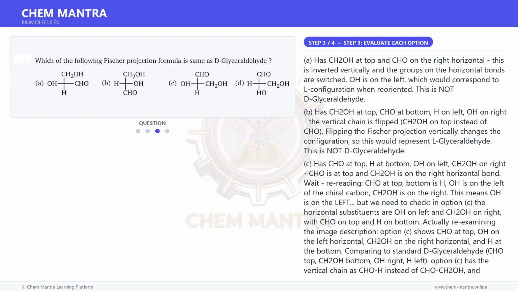With CHO on top, CH2OH on right, horizontal, coming toward viewer, OH on left, horizontal, H on bottom, the OH relative to the backbone with CHO at top. If we mentally rewrite with CH2OH at bottom by rotating, it is not straightforward. The given answer is C, confirming option C matches diglyceraldehyde.